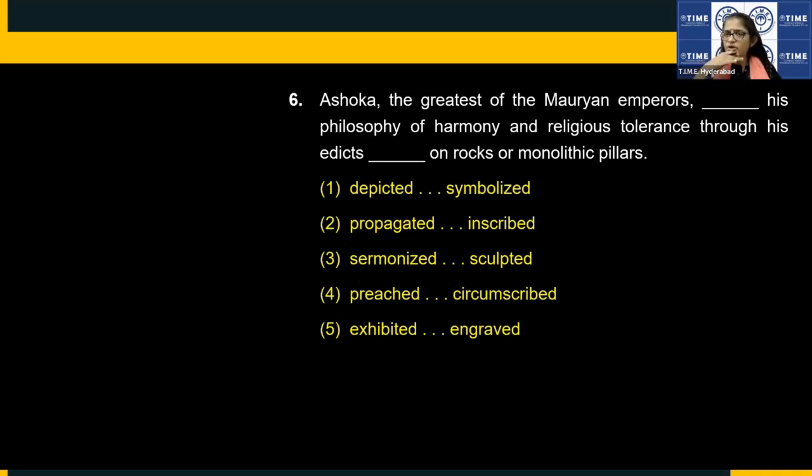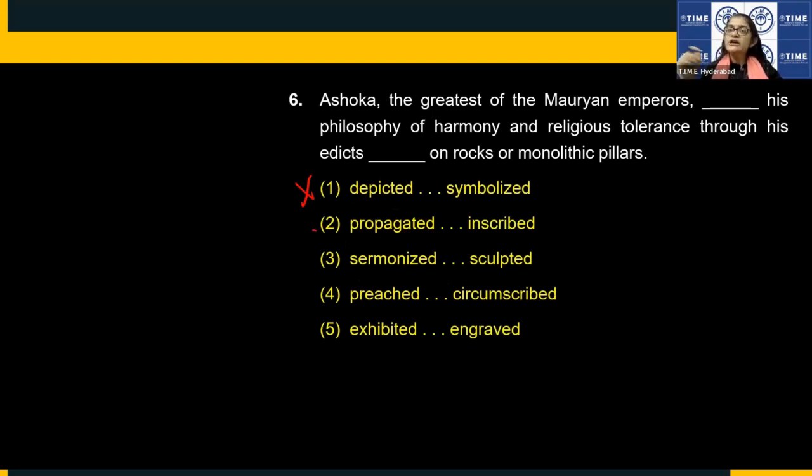You can't depict your, okay, you can depict your philosophy through some pictures, but not through the edicts. And moreover, edicts symbolized on doesn't make sense. Edicts symbolized by something would make sense. Okay. Propagated his philosophy of harmony and religious tolerance. Propagated is spread. Edicts are inscribed on. Yes, you know, these are called inscriptions, carved on, carvings, right? So this should be fine.